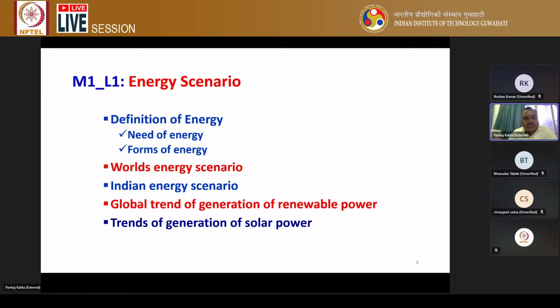There is also elaboration about the energy scenario worldwide, and the global trend of energy generation of renewable power has also been elaborated, and what the expected trend is in the coming 20 years, and how renewable energy is going to take part majorly in power distribution, not only in India but globally. And the trend of generation of solar power has also been discussed.